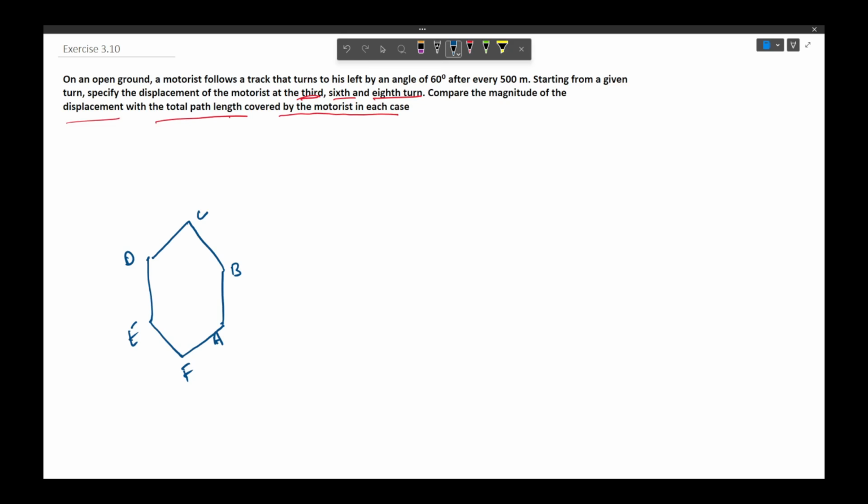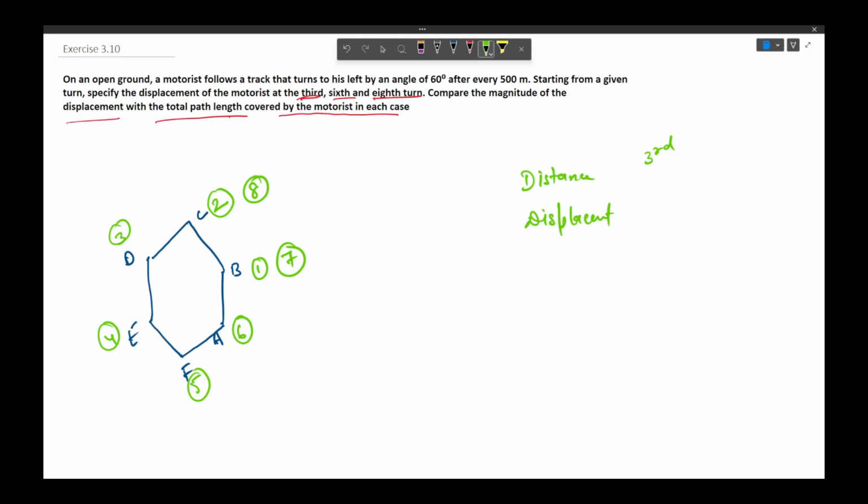So we will mark the turns. Started at point A, B would be the first turn, C would be the second turn, third turn, fourth turn, fifth turn, sixth turn, again seventh turn and eighth turn. We have to calculate distance as well as displacement at third, sixth and eighth turn.